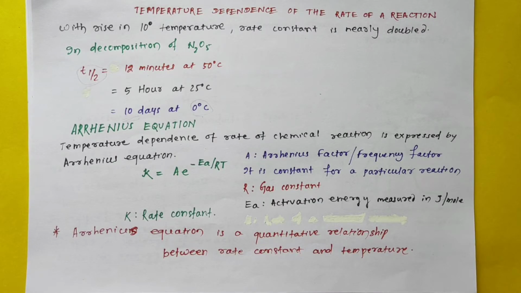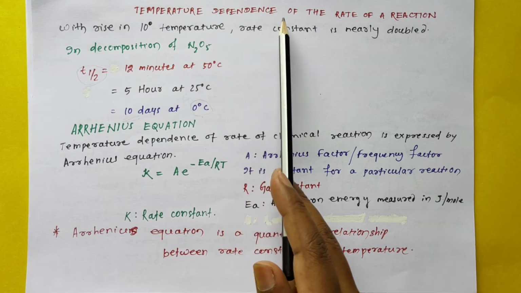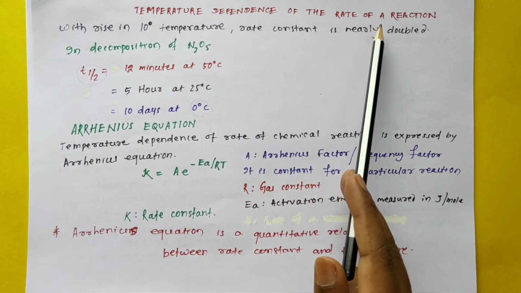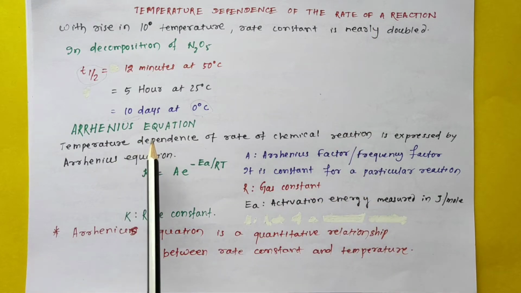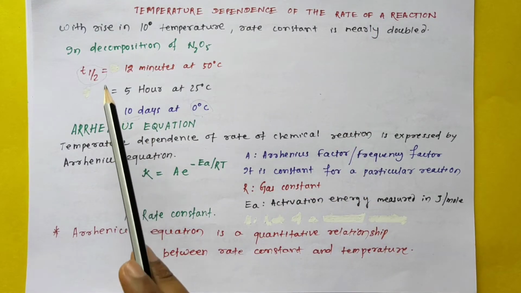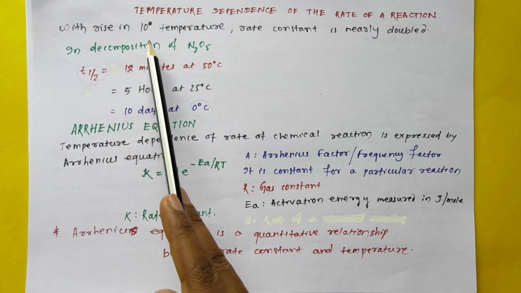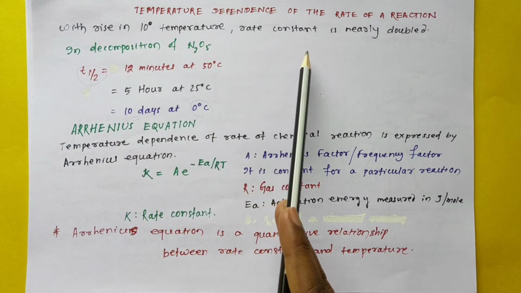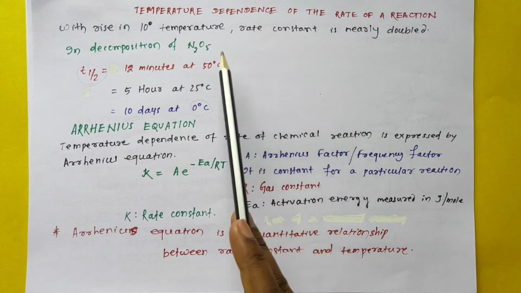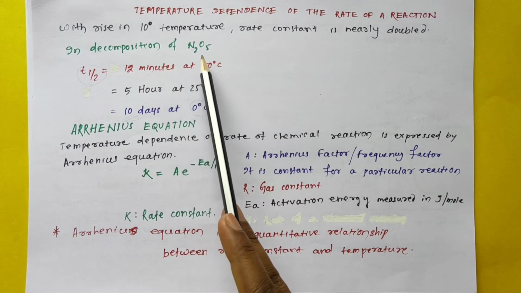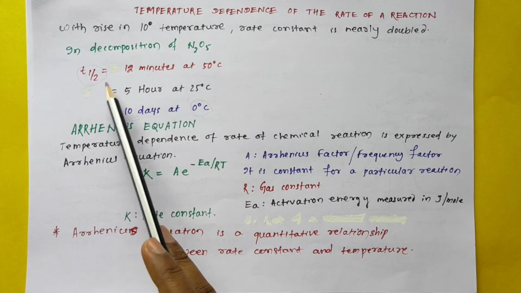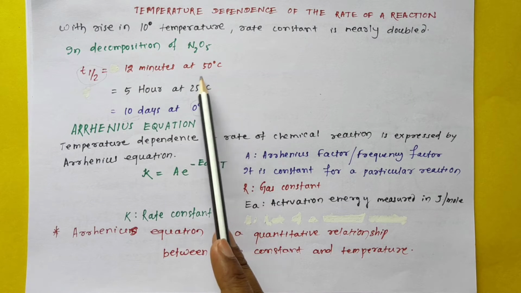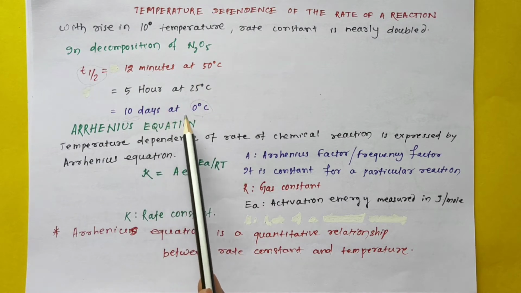Hello students, right now we'll discuss temperature dependence of a rate of a reaction, and within this we'll discuss Arrhenius equation. So let's see. With rise in 10 degree temperature the rate constant nearly doubles. So here you see, in decomposition of dinitrogen pentoxide, half-life of the reaction is 12 minutes at 50 degrees Celsius, 5 hours at 25 degrees Celsius, and 10 days at 0 degrees Celsius.